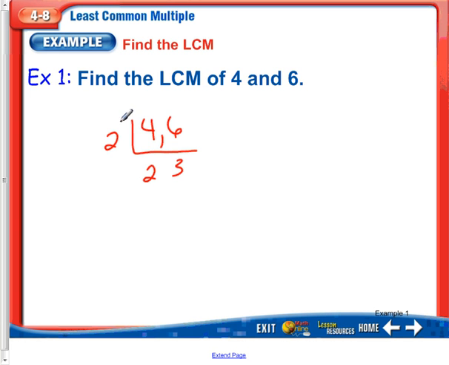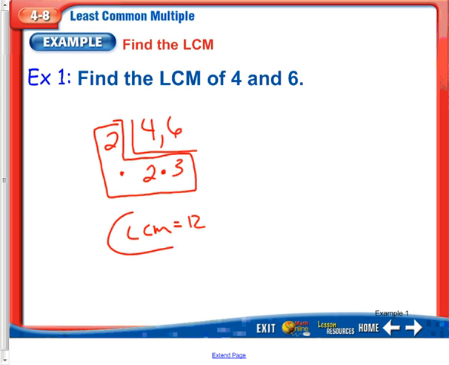But when I find the LCM, or the LCD, what I can do is I can look at all these numbers. Notice I'm making an L. And what I'm going to do is I'm going to multiply all of those numbers on the bottom. So 2 times 2 is 4, and 4 times 3 is 12. So the LCM of 4 and 6 is 12.